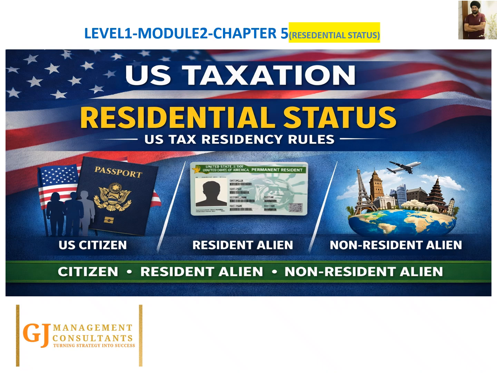So in this chapter, we will clearly understand who is considered a US resident for tax purposes, who qualifies as a resident alien, how the green card test works, how the substantial presence test works, who is classified as a non-resident alien, and how taxation differs between all three. So to start this, let's move to the first slide and look at the agenda.